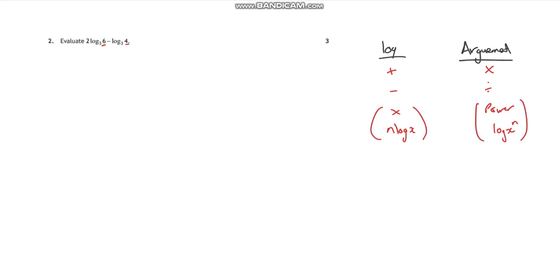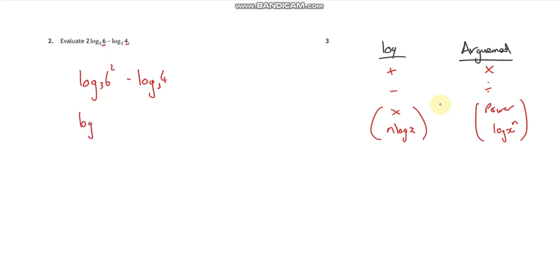Very similar to the indices rules, where when you multiply terms, you add the powers, divide the terms, take away the powers. When you do a power to a power, you multiply the terms. So almost the exact same. So anyway, let's get cracking. The first thing I'll do is that power rule. So I'll move my 2 up to the top, and then I've got log 3 to the 4.